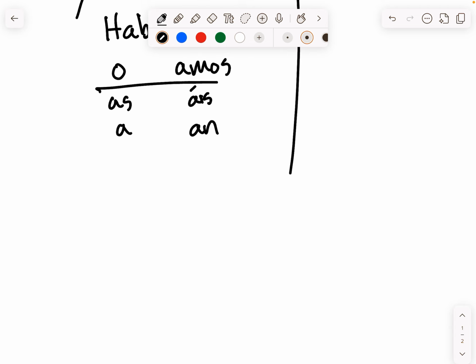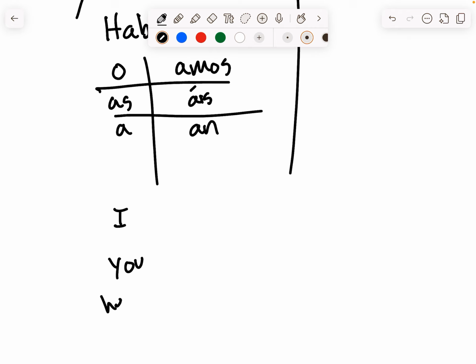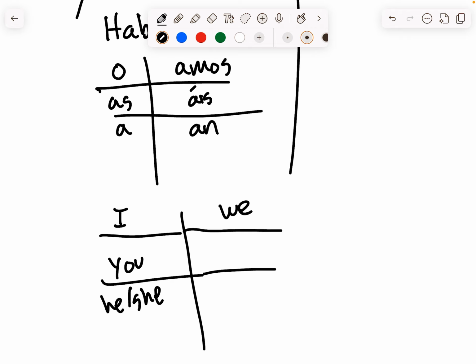What I like to do is memorize them. What most people do is they memorize them in this order: the I, you, he/she, we, you plural, and then the they form.